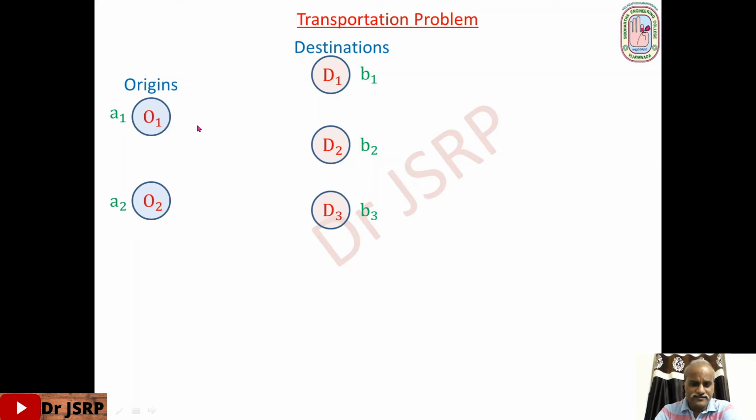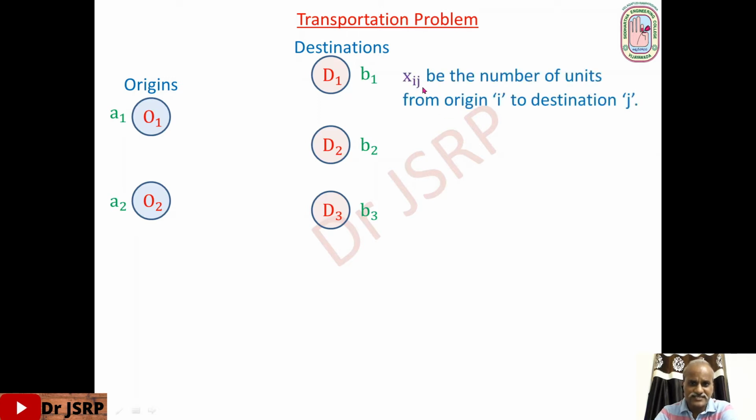We have to find the number of units to be transported from different origins to different destinations. That means we have to find the number of units from first origin to first destination, first origin to second destination, first origin to third destination. Similarly, from second origin to first destination, second origin to second destination, second origin to third destination. So these are the decision variables.